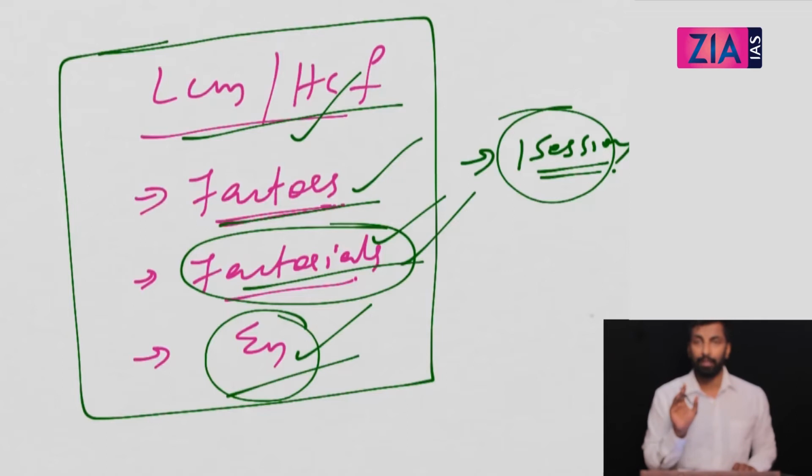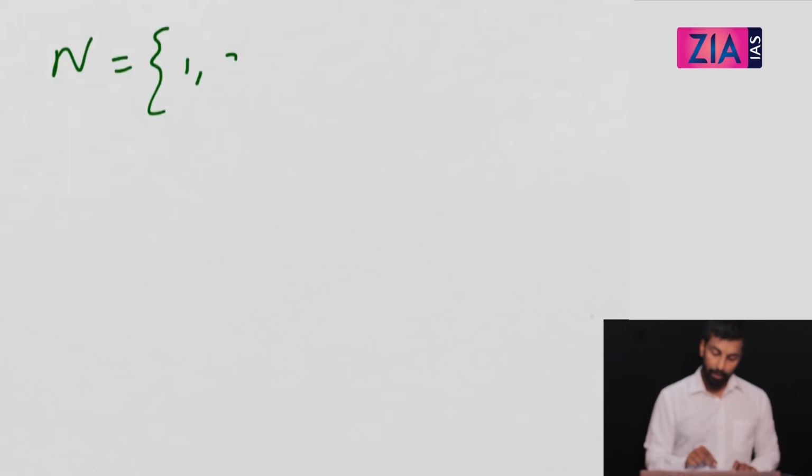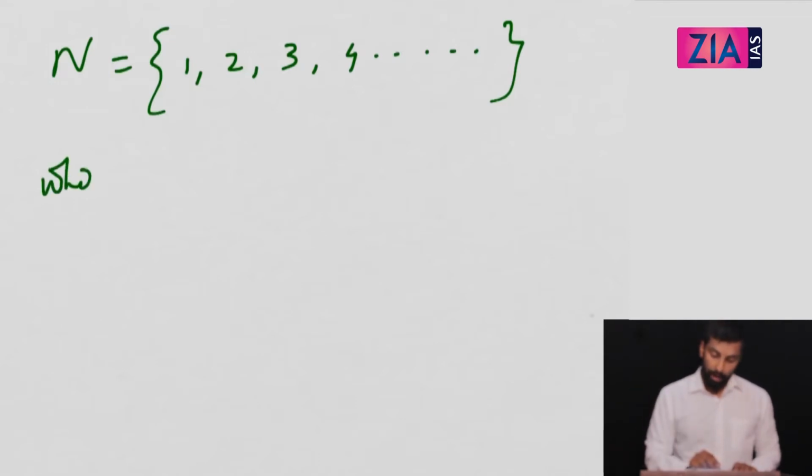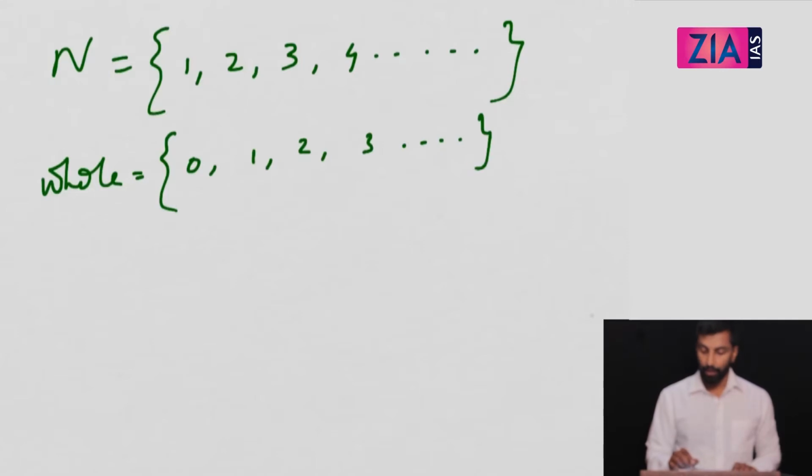So let's start off with the basics. Let me give you a brief introduction about numbers and the number system. What do you mean by natural numbers? Natural numbers are 1, 2, 3, 4, etc., the set of 1, 2, 3, 4, 5, 6 up to infinity, the positive numbers. Then what are whole numbers? You add 0 to natural numbers, so 0, 1, 2, 3, etc. This is what whole numbers are.